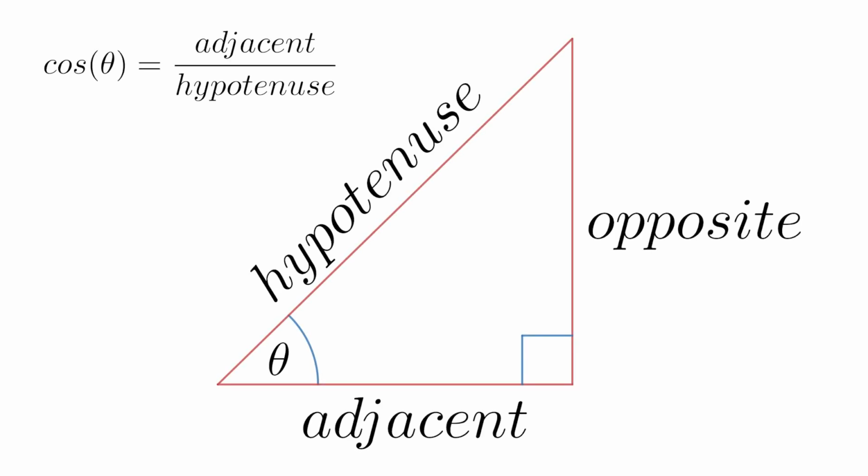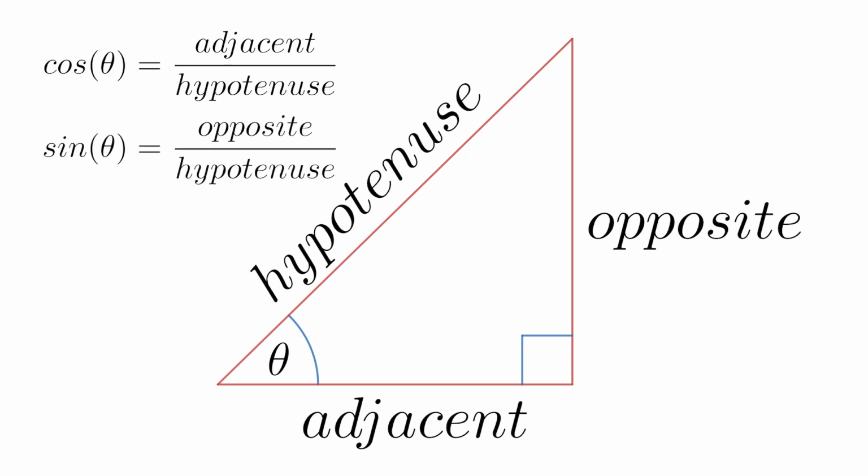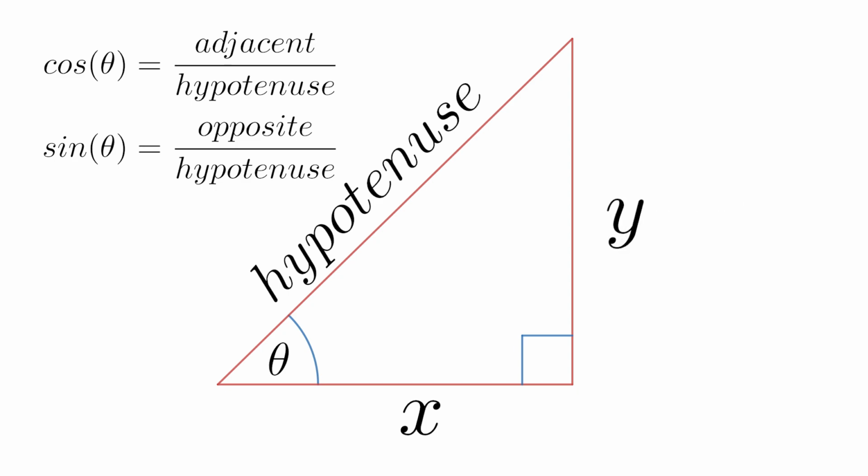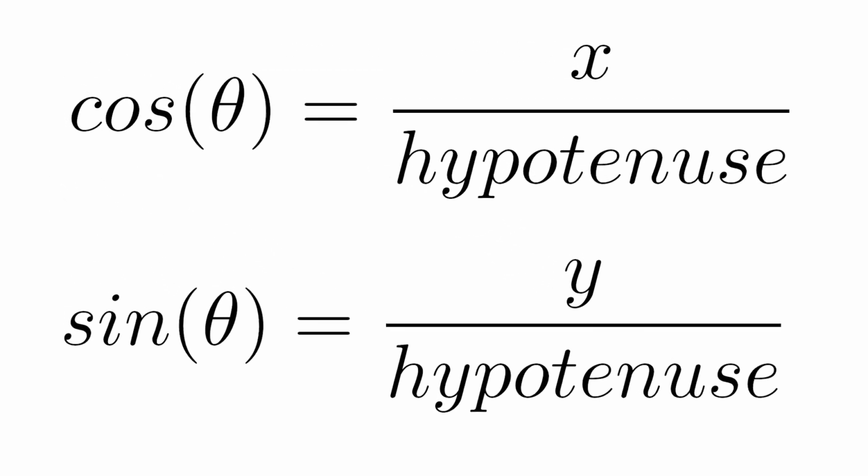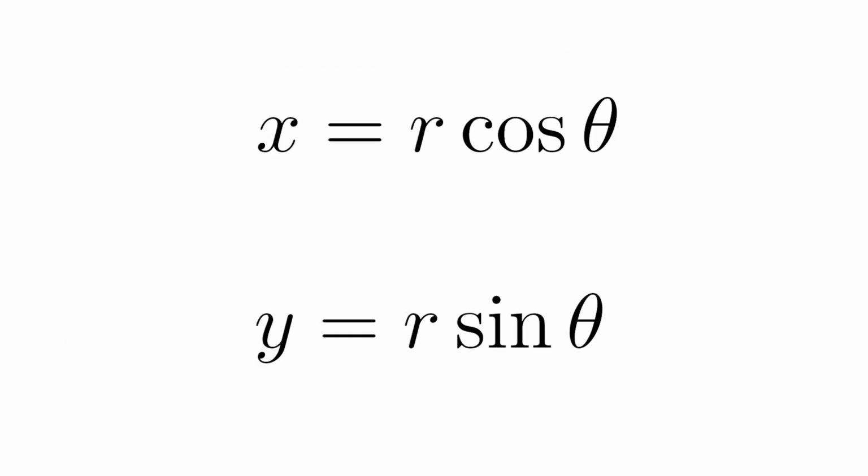That's all well and good when converting from rectangular to polar, but what do you do when converting from polar to rectangular? Trigonometry tells us that cosine of the angle is equal to adjacent over hypotenuse, and sine of the angle is equal to the opposite side over the hypotenuse. We know from earlier that the adjacent side is equal to x and the opposite side is equal to y, thus cosine theta is equal to x over hypotenuse, and sine of theta is equal to y over the hypotenuse. Rearranging and replacing the hypotenuse with the radius, we find that x is equal to r cosine theta and y is equal to r sine theta.